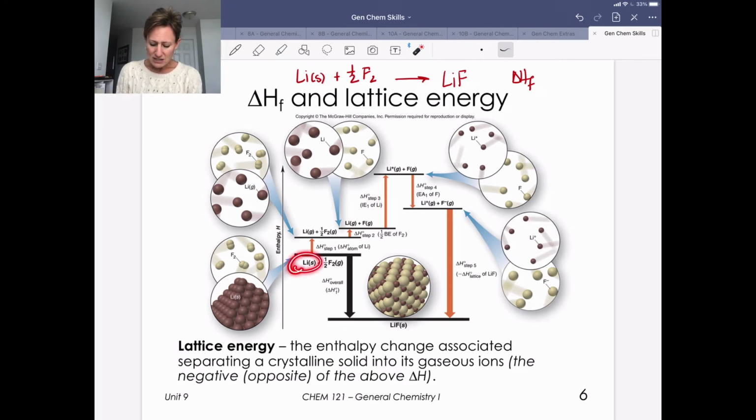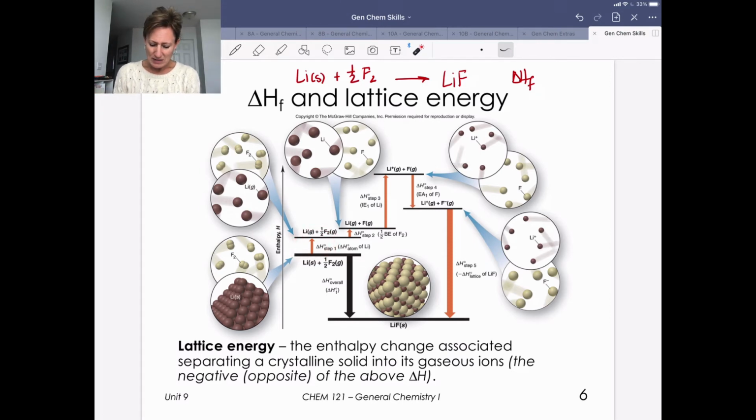The first thing that we need to do is take lithium as a metal and make it into a gas. So we're basically taking lithium solid and making it into lithium gas. That's this first step that we have here, what we call atomization of the metal. That's going to take some energy. So here's our first step upwards.